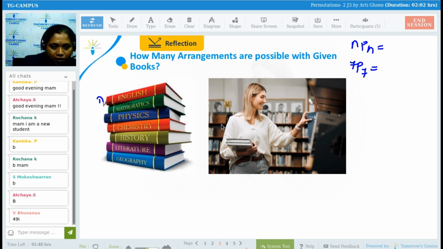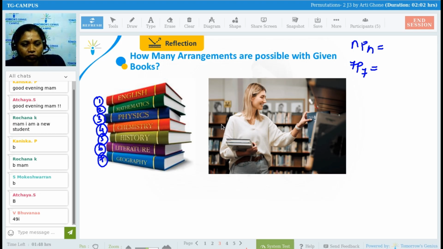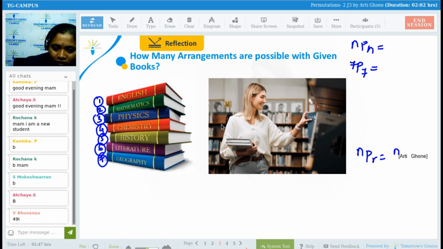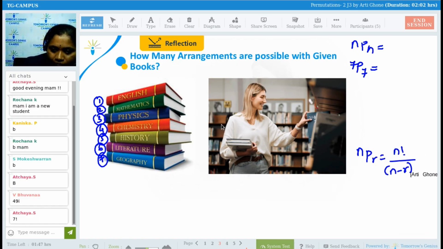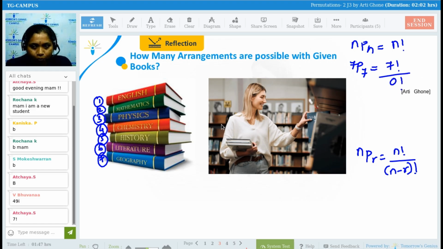With the shortcut, tell me what is the answer of NPN. What is the formula of NPR? N factorial upon N minus R factorial. So NPN directly gives us N factorial, but I'll answer over here: 7 factorial upon 0 factorial. So the answer will be 7 factorial only.